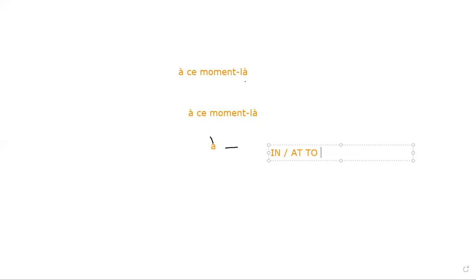À ce moment-là, à ce moment-là. Read aloud, please. At this point of time, at that moment, at this moment. Moment is moment. À is in, at, to. Ce is this. Ce is this, children. Moment is not moment but moment-là. So à ce moment-là. Children, read aloud.